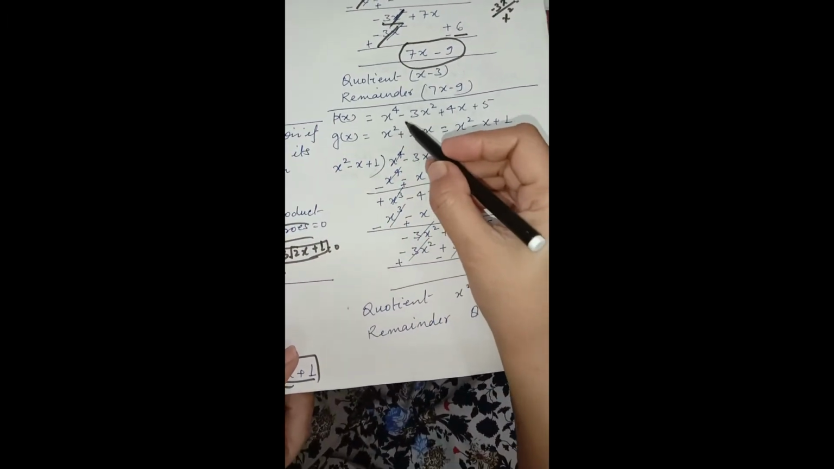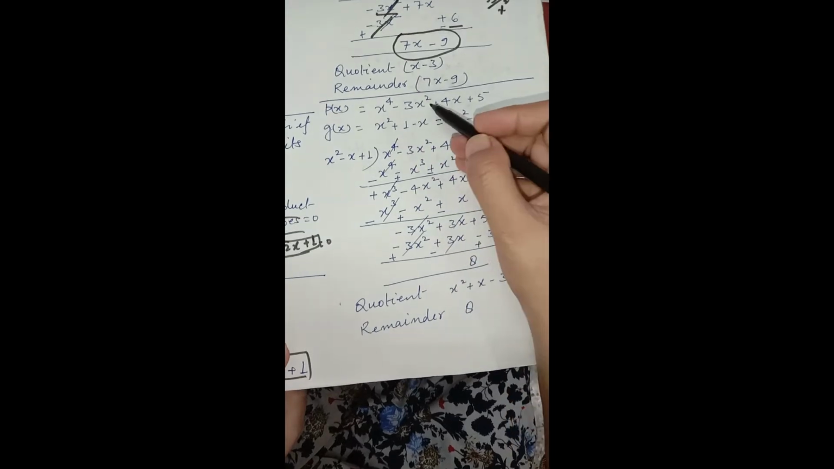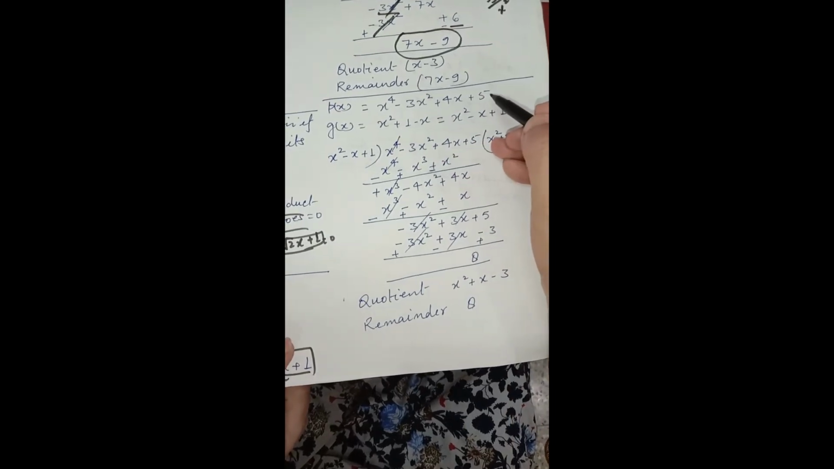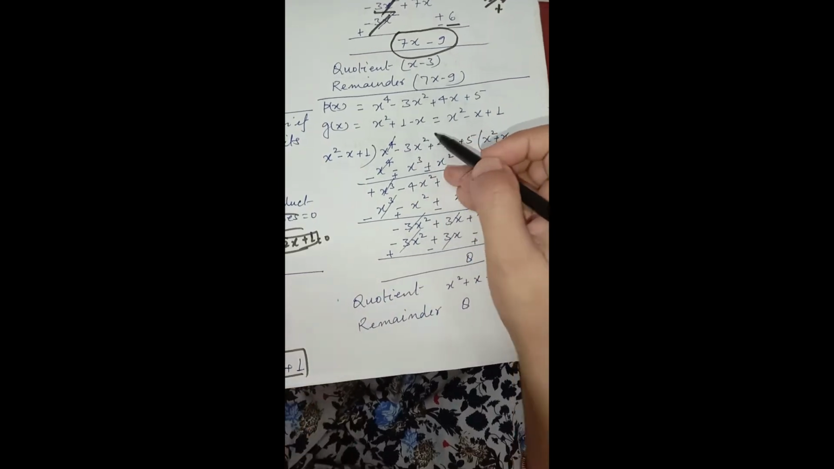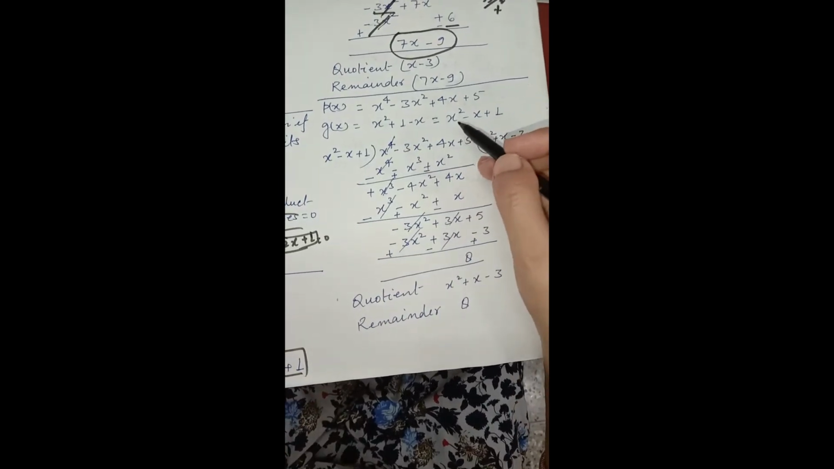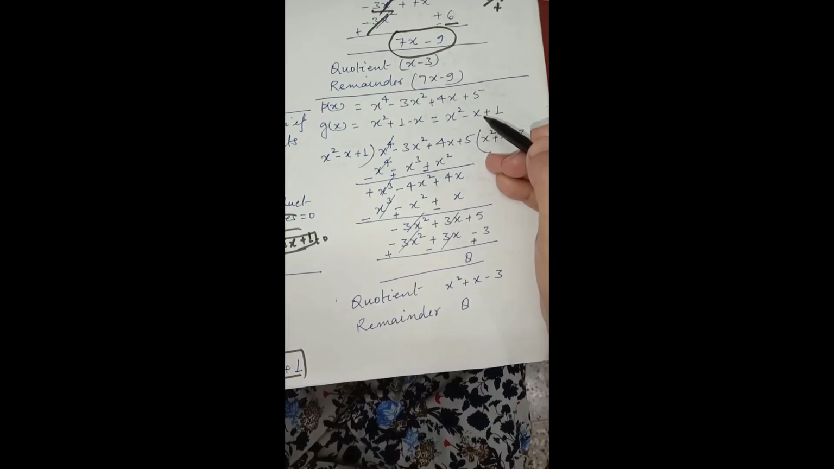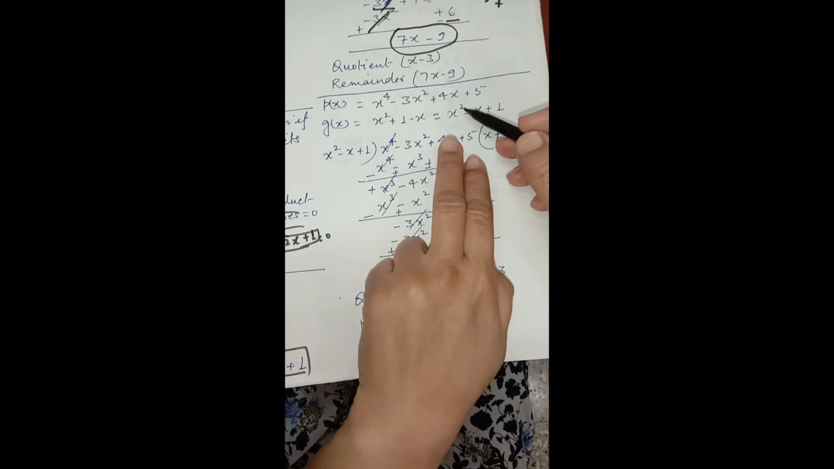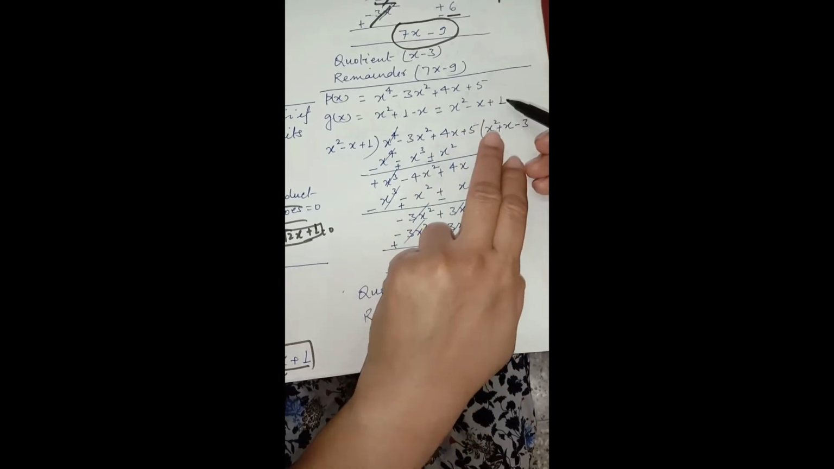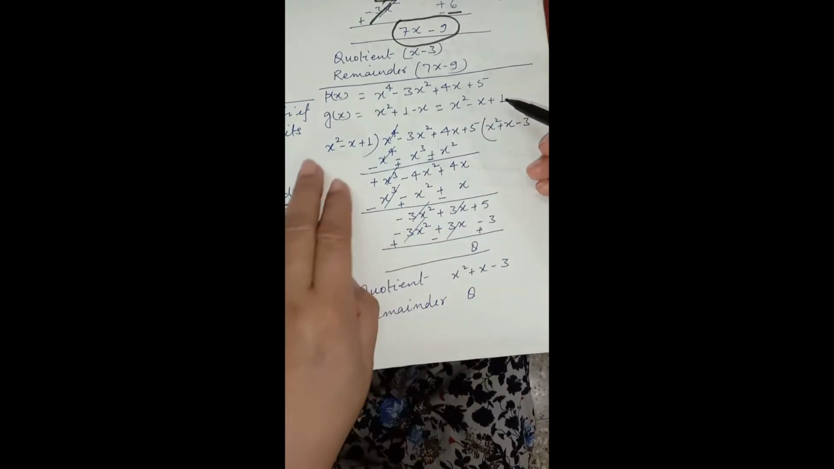Px is given as x to the power 4 minus 3x square plus 4x plus 5. And gx is given as x square plus 1 minus x. So we'll write in the decreasing order of the power of x. So x square minus x plus 1. It is the proper way to write an equation.